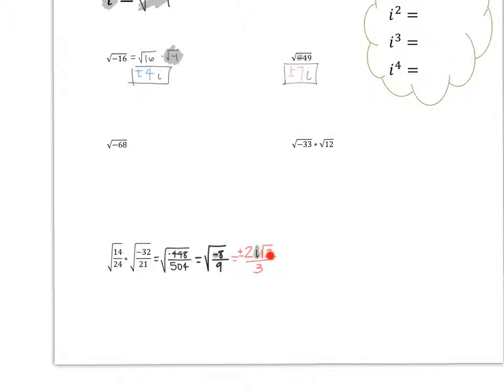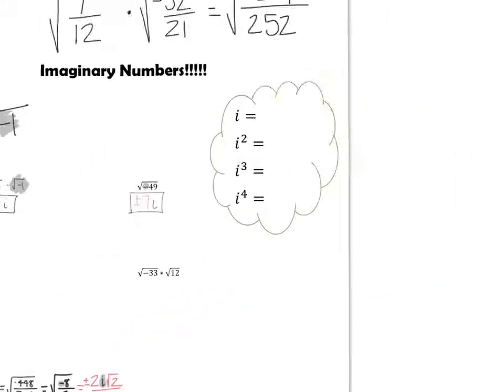And remember, anytime you have a negative inside the square root symbol, you are going to have an i in your answer. So that should be the same thing for the square root of negative 68. Your answer should have an i in it, and the square root of negative 33 should also have an i in it. The very last thing I want to talk to you about is over here to the right.